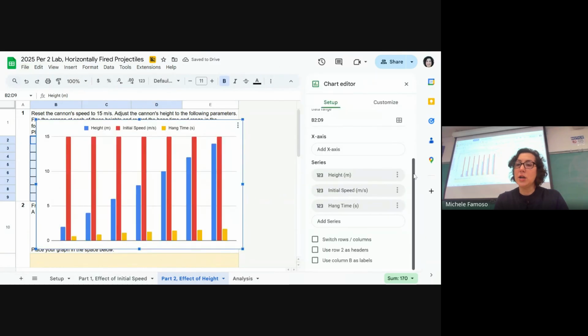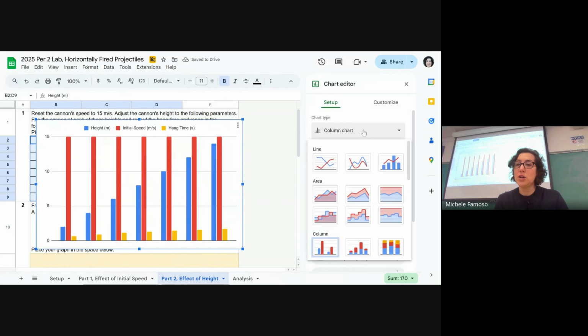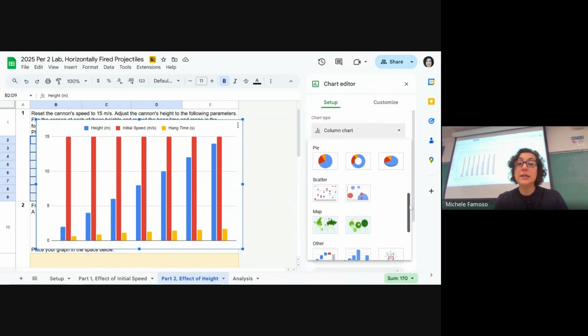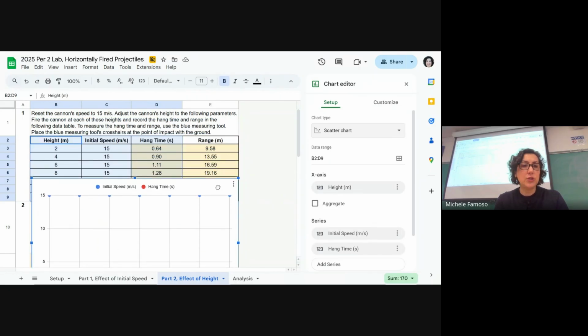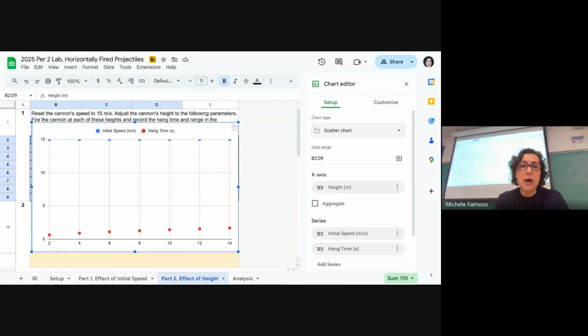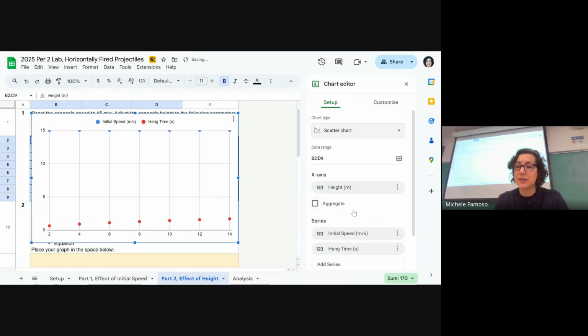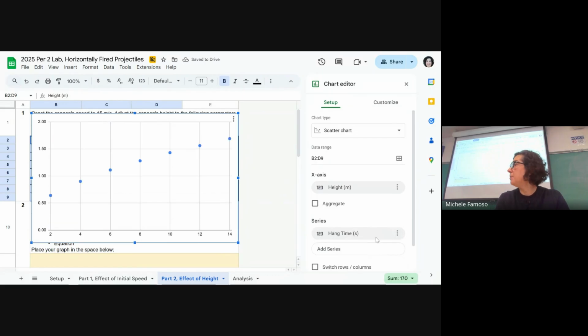It's giving us the wrong type of chart again. The chart type needs to be what? Scatter, the one on the left. Okay, on the x-axis, we do not want the height. Actually, do we? Yes, we do want the height. Keep the height there for the x-axis. On the series, we do not want the initial speed. You can click those 3 dots for initial speed and say remove. We just want the hang time.